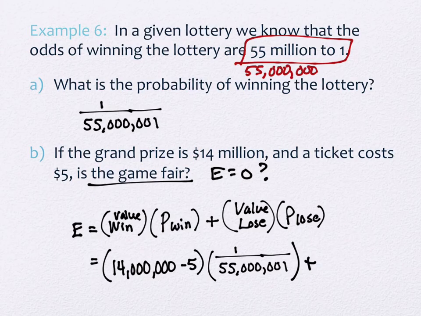Okay, so what happens if we lose? What do we lose? We lose $5. And that means we're out $5 or it's a negative $5. That's the value difference in our pocketbook if we lose. It's minus 5. Okay, then so what's the probability that we lose?